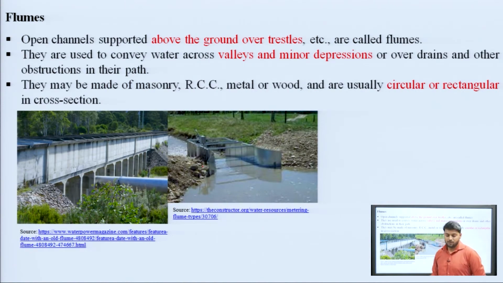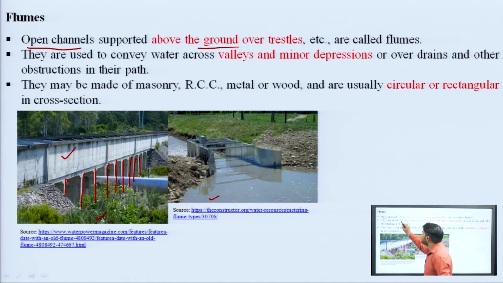Next one is a flume. These two sketches represent the sketch of a flume. So, what is a flume? Basically, flumes are open channels that are supported above the ground. Both figures show that these are open channels. Here we can clearly see that this particular structure is supported by trestles and is generally above the ground. These are the supports.